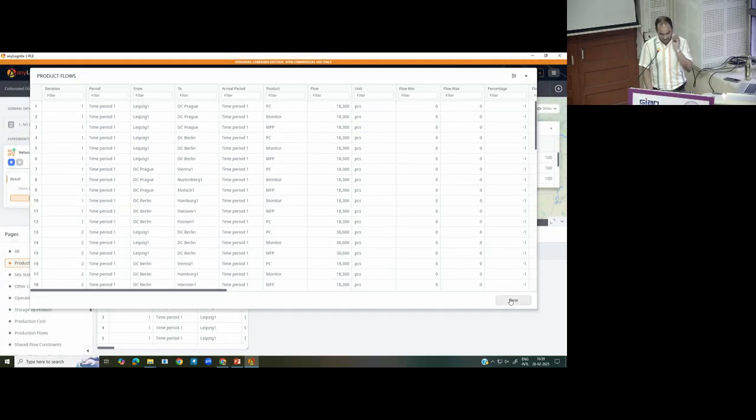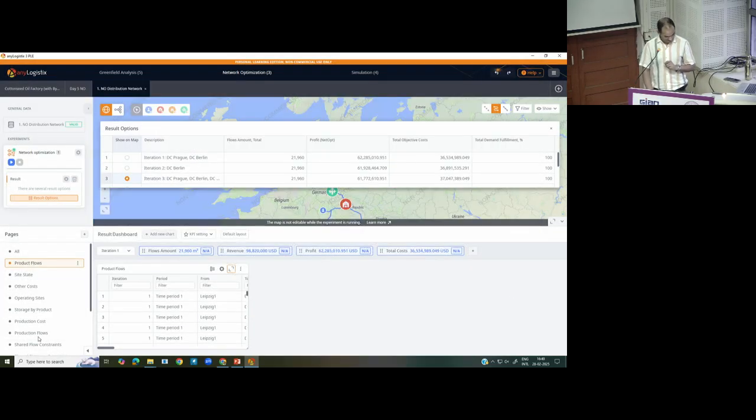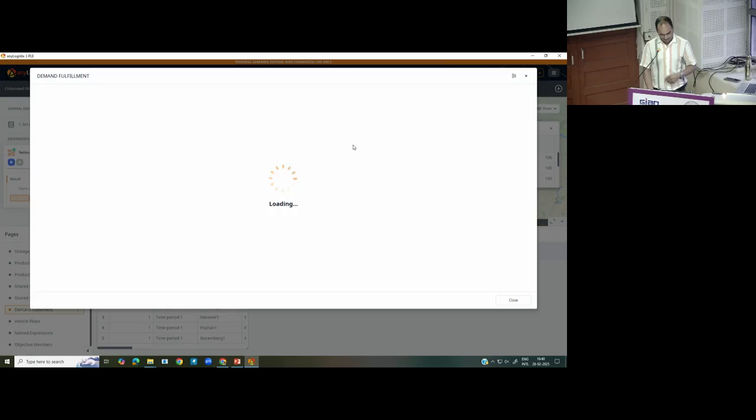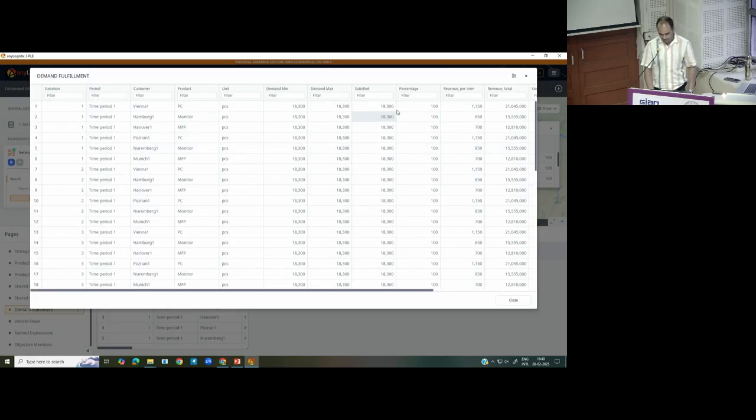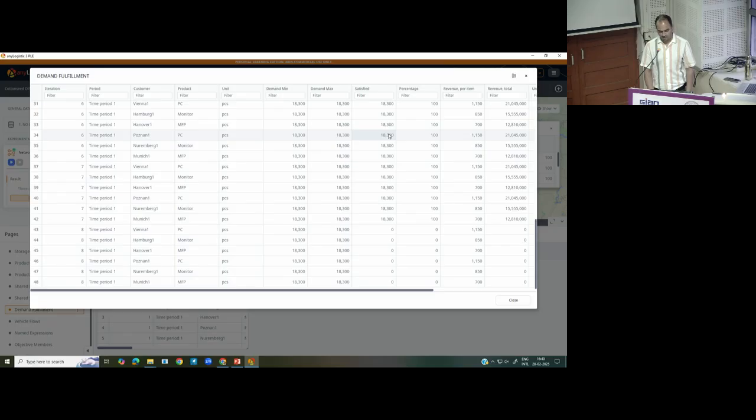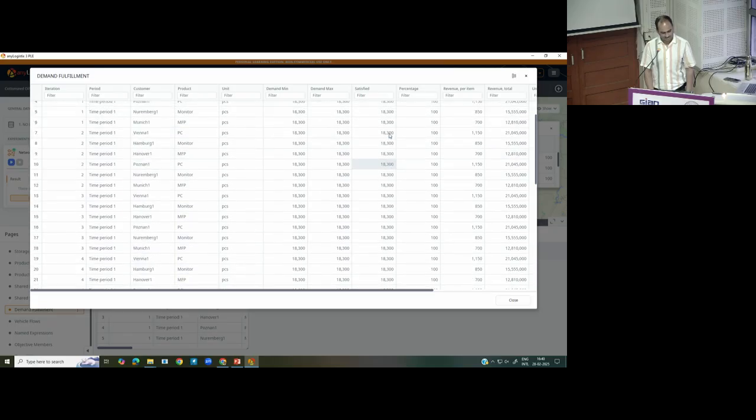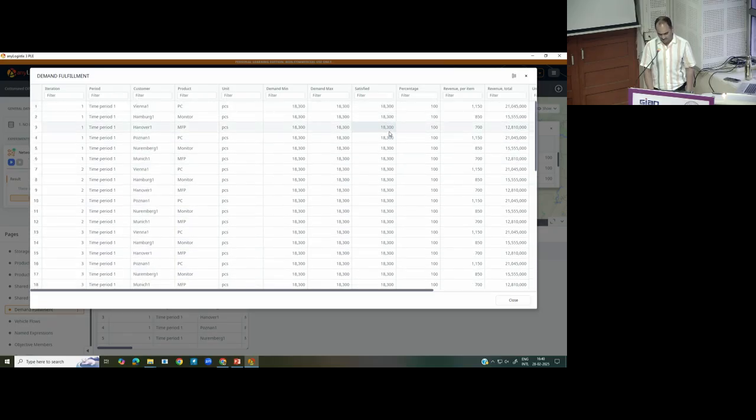Now I want to see whether we have satisfied the demand or not. Okay, so go to the demand fulfillment table, and see what the demand is. Look at the percentage. Can you see here? Demand received, demand minimum, maximum, satisfied. We have managed to satisfy all the demand. So demand satisfaction is 100.